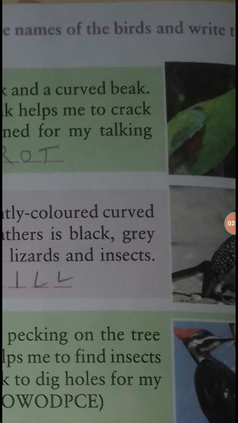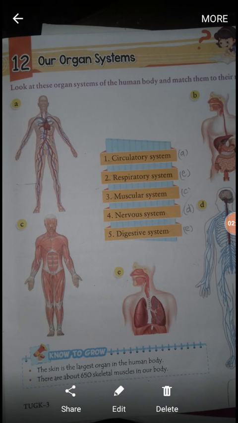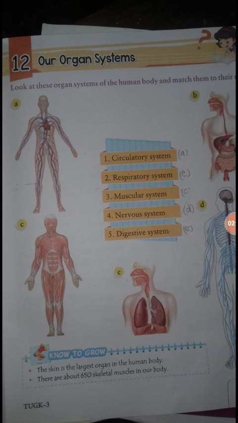Now turning to page number 13, that is identify the organ systems. In this chapter you will notice there are some pictures of the different systems of our human body, and you have to name and identify them with the correct matching of the picture. For example A, in this human body you will see there is a vessel connecting from the heart and going to the other parts of the body. So this is a picture of the circulatory system.